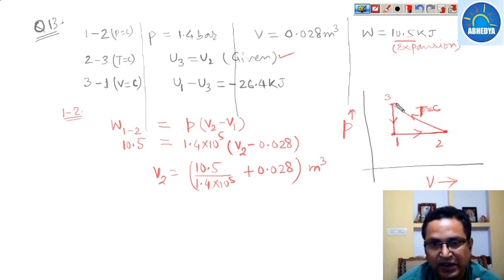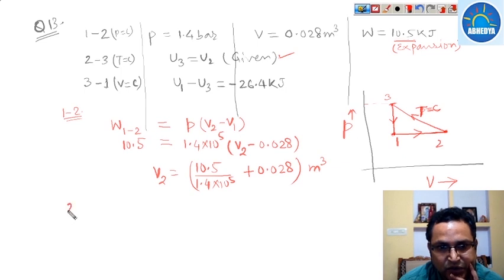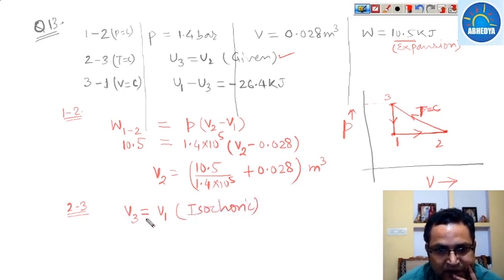Now we have to calculate the value of pressure at point 3. Once we are able to calculate the pressure, then the area of this diagram will give you the net work transfer. Now for process 2 to 3, V3 is equal to V1, isochoric, and process 2 to 3 is an isothermal.